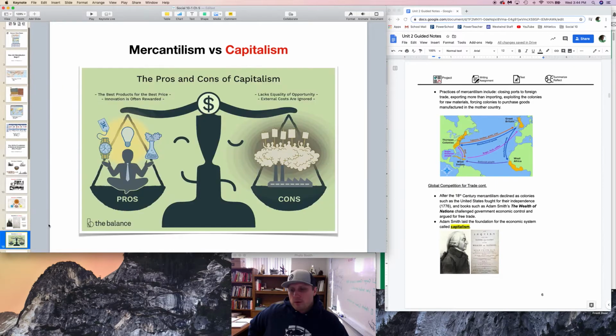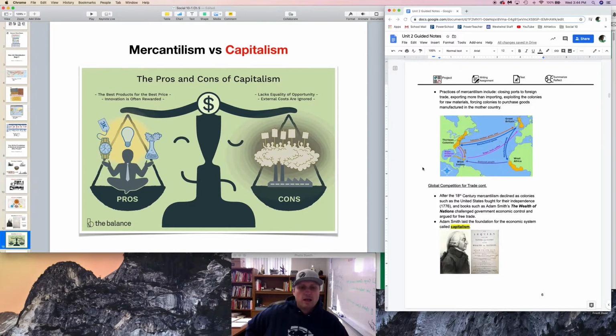There's some pros and cons to that. Definitely, it leads to lots of innovation, lots of productivity. But it tends to leave people in poverty in some areas. Other things like the environment aren't very well attended to in most capitalist societies. So there are pros and cons, okay? And it's important to note that.